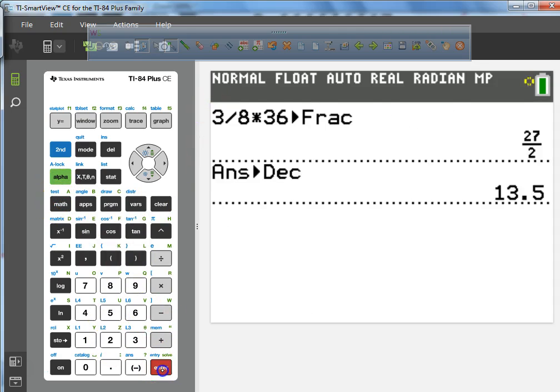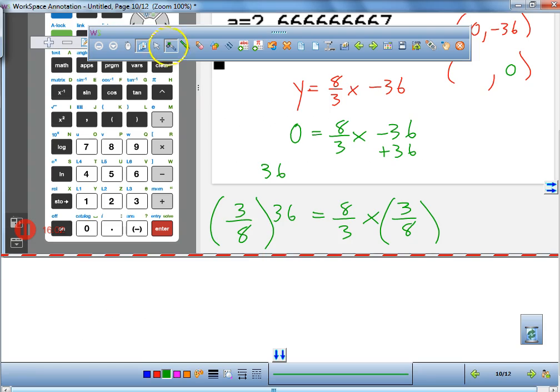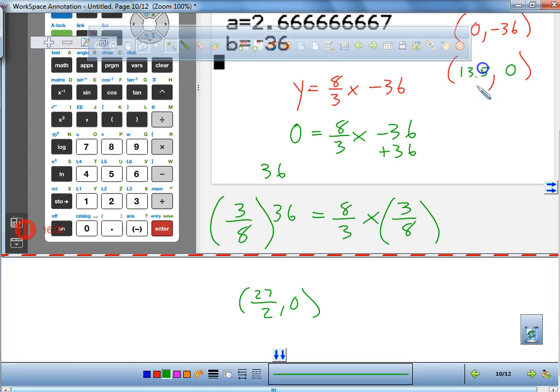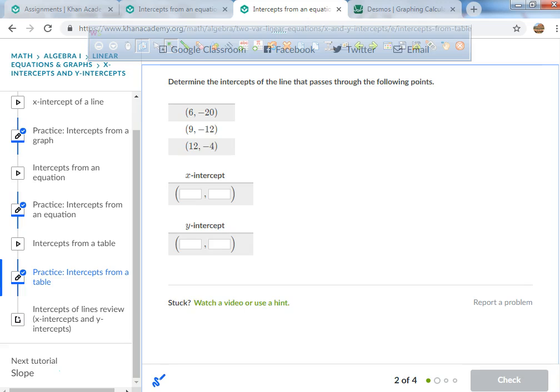Okay? Alright, so what's our X-intercept going to be? At 27 over 2, 0, or 13.5, either way. Now this time watch. I'm going to do 27 over 2, just so you know you can put that in the table. Okay? So here we go. X-intercept, 27 divided by 2, 0. What was our Y-intercept? It was 0 and negative 36.